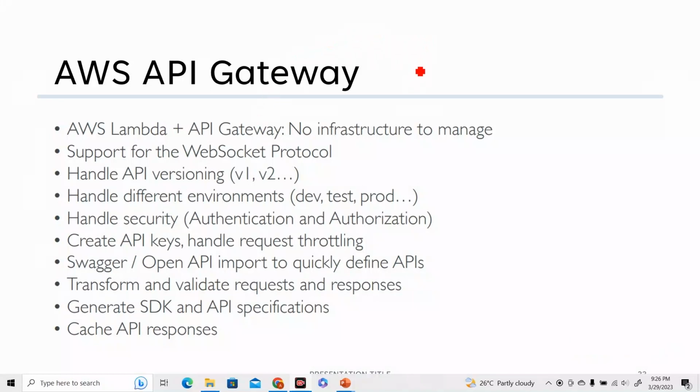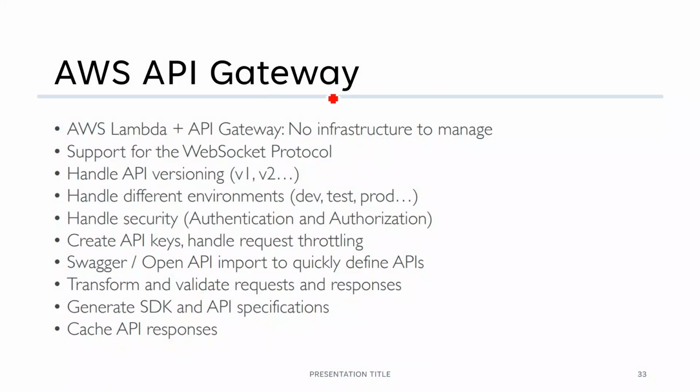Okay, let us talk about AWS API Gateway. As the name suggests, if you have worked with some API gateways, then you can understand that if you have a microservices kind of architecture, then this is your go-to for your gateway, right? This is a common example, AWS Lambda plus API Gateway, no infrastructure to manage. Your AWS Lambda will contain all your business logic, and your API Gateway will be the entry point to your APIs. Support for WebSocket protocol. If you have applications working on WebSocket protocol, you don't have to change them. You can just integrate them with API Gateway directly.